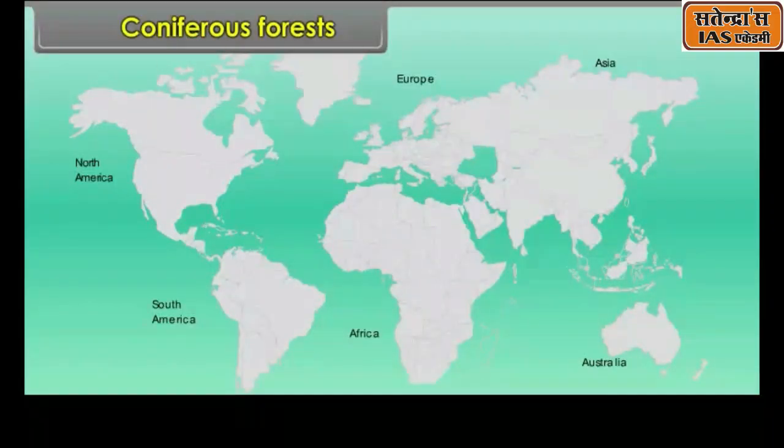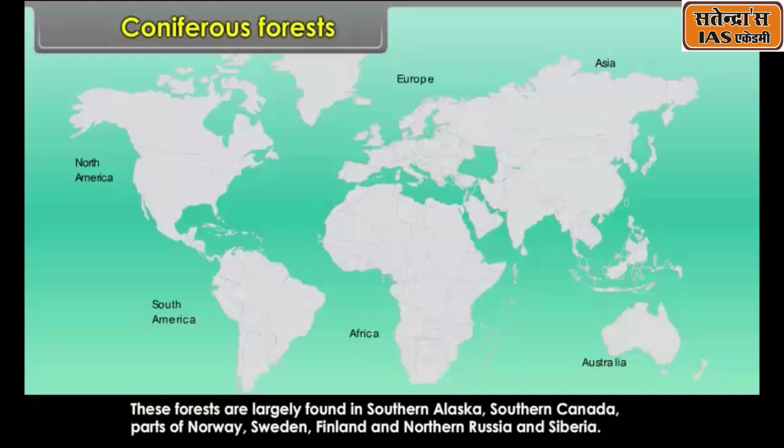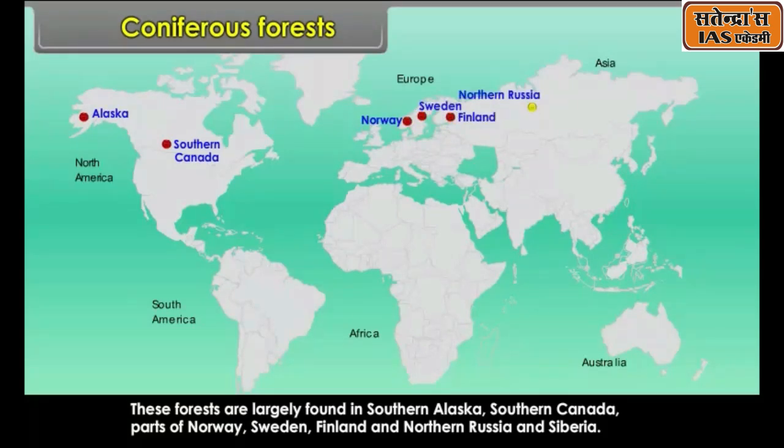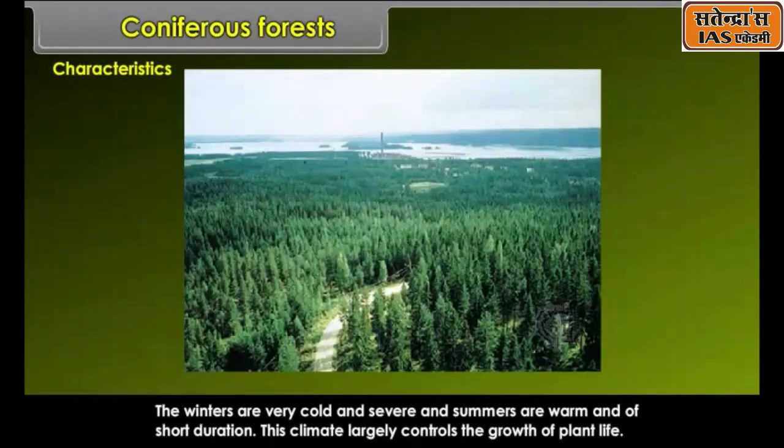Coniferous forests. These forests are largely found in southern Alaska, southern Canada, parts of Norway, Sweden, Finland and northern Russia and Siberia. Characteristics. The winters are very cold and severe, and summers are warm and of short duration.